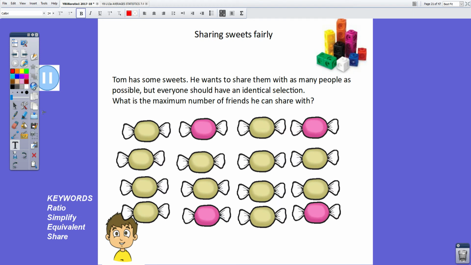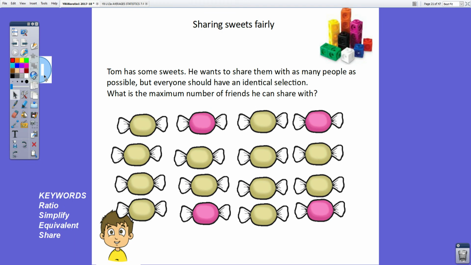Sharing sweets fairly. Tom has some sweets. He wants to share them with as many people as possible, but everyone should have an identical selection. What is the maximum number of friends he can share with? So this is the type of worded question that is becoming more prevalent these days in tests and examinations. I want you to have a go at solving this. Teacher, if you can pause the video please and press play when you're ready to mark the answers.